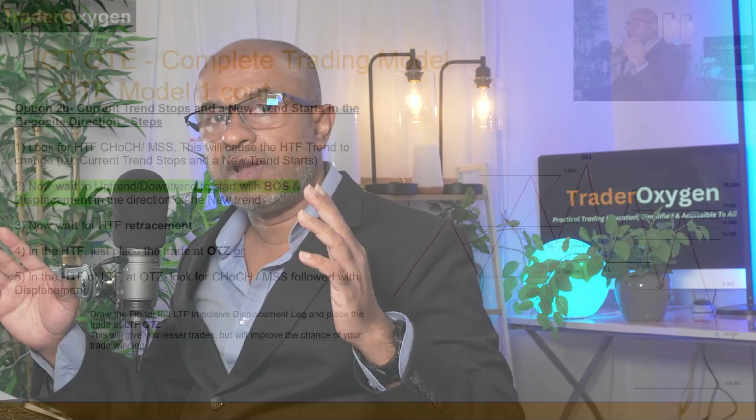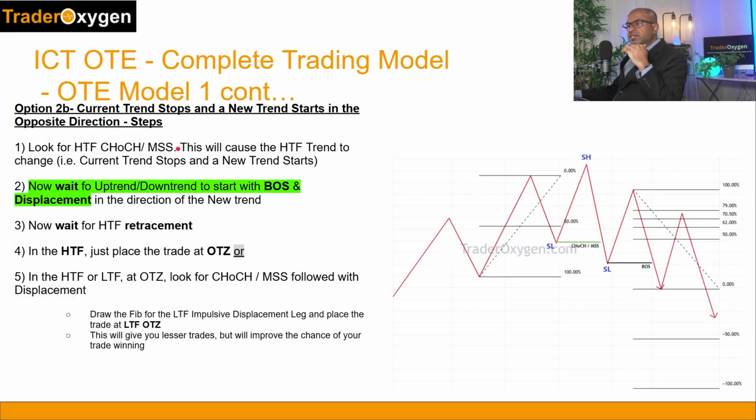Okay, now let's look at an improved version of option 2 of OTE model 1. Okay, then there's another variation for this. That is, if you want to increase the chance of winning, and if you want some extra confluence, what you can do is, after this change of character, without placing the trade here, you wait for a strong break of structure to happen downwards.